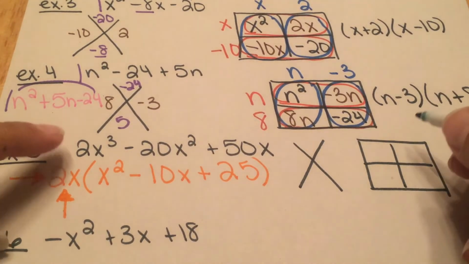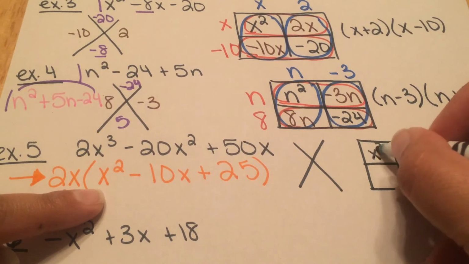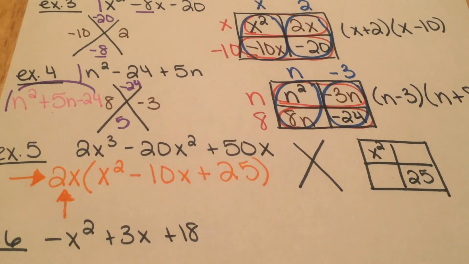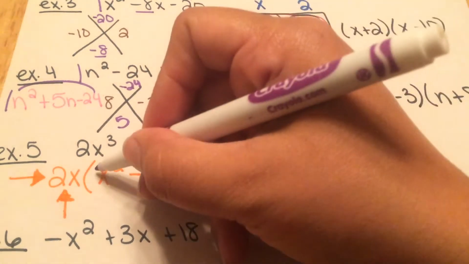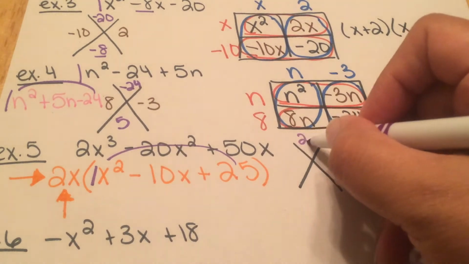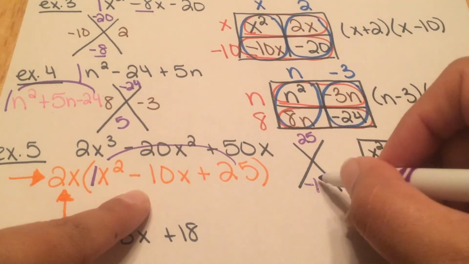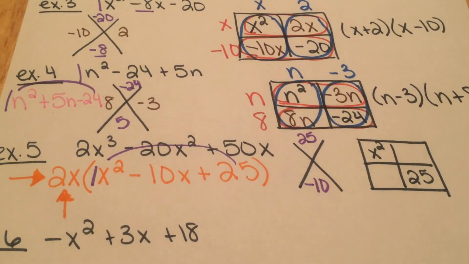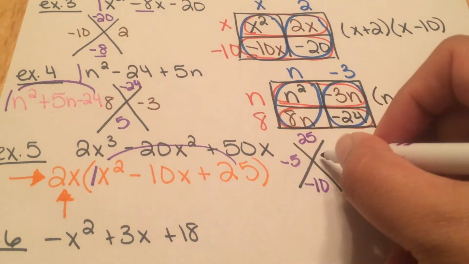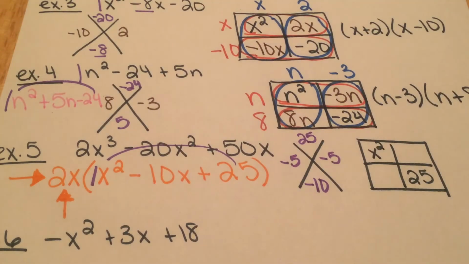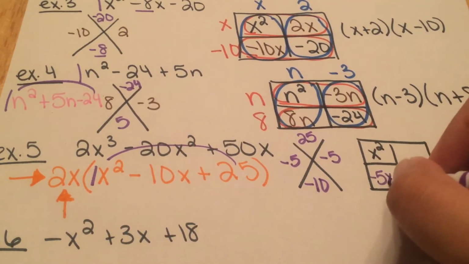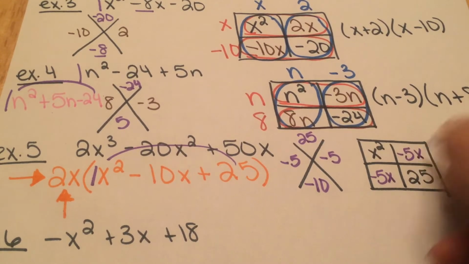Okay. And again, now that I have everything, I'm going to just go ahead and put what I know in my box. Now what I'm going to do is multiply 25 times 1. We know it's going to be 25 and negative 10. So what times what gives us a positive 25 but a negative 10? Hopefully we know that it's going to be a negative 5 and a negative 5. So I'm going to go ahead and put those in. Negative 5x and negative 5x.